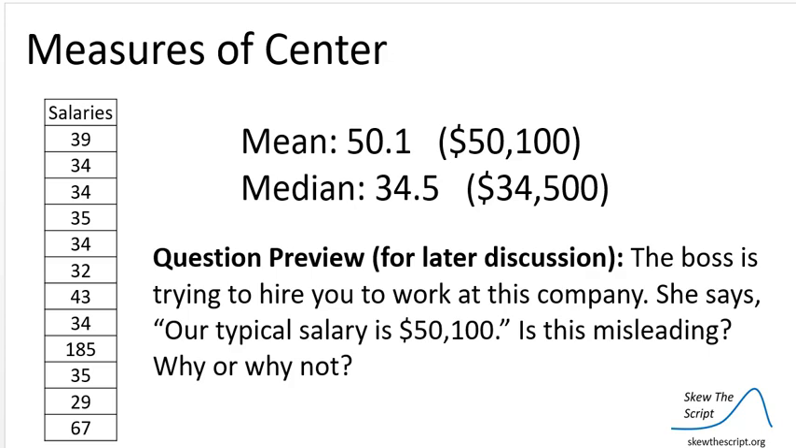So I want for you guys to think about this. We're going to talk about it later, but let's think about the fact that we looked at all these salaries. We found the mean, or the average, was $50,100, and the median was $34,500. If a boss is trying to hire you to work at this company, and she says, our typical salary is $50,100, is that misleading information? And why or why not? Think about it.